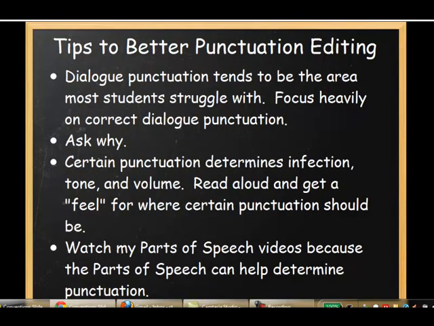Tips for better punctuation editing. Dialogue punctuation tends to be the area most students struggle with, in my opinion. So you should focus heavily on correct dialogue punctuation. And later this school year, at some point, I will make a video and require you to watch a video on dialogue punctuation. But you should really learn dialogue punctuation because you want dialogue in a lot of what you write, particularly your narrative, your personal narrative, and your short stories, things like that.